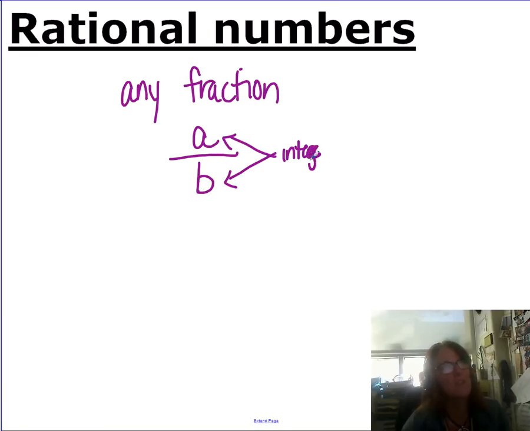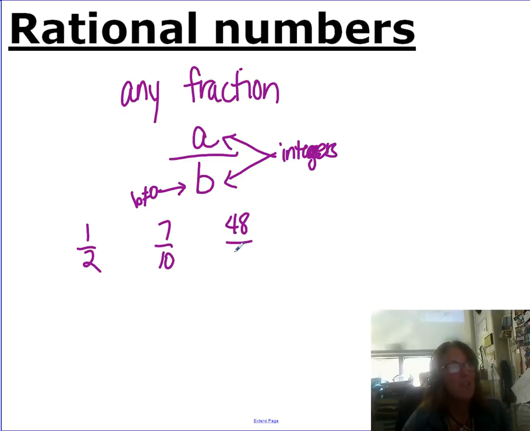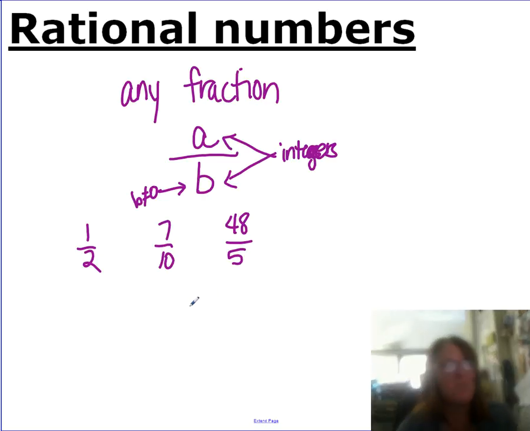Oh, I can't even spell. I-N-T-E-G-E-R-S, integers. Yep. And there's one kicker because there's an old rule here that you cannot divide by 0. So B, no way, no how, can equal 0. All right? But basically, every single stinking fraction is a rational number. So that means 1/2 or 7/10 or 48/5. Yes, even improper ones. Absolutely. All of these work. Psst, do you know what else works?